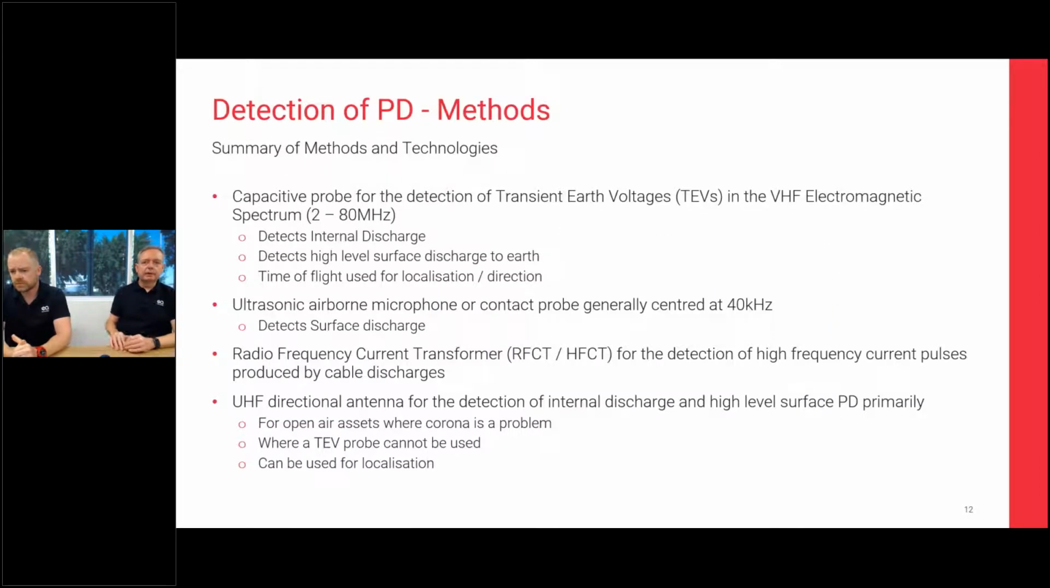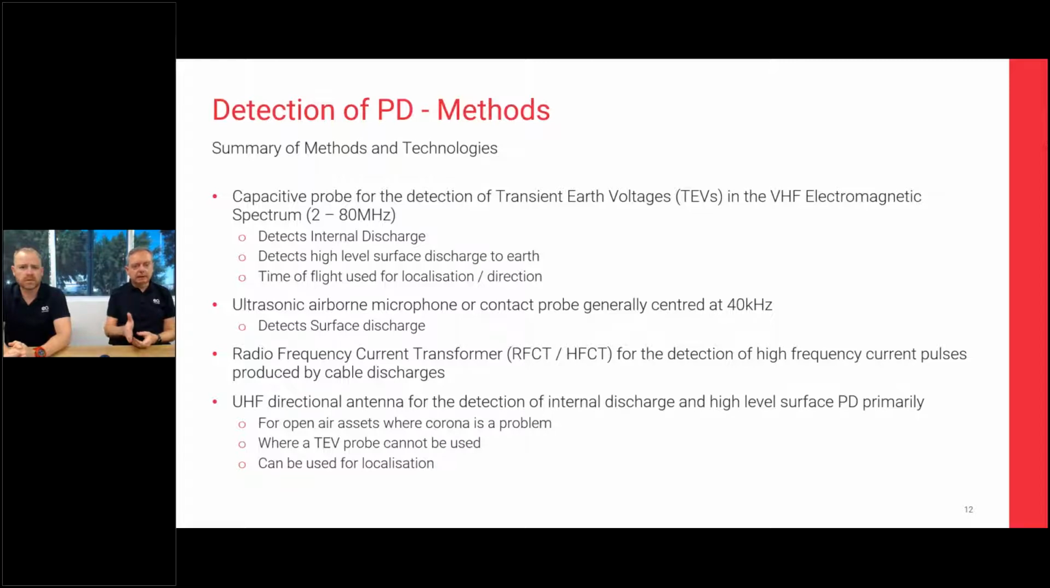The techniques that we deploy, irrespective of what type of plant we're testing, start with the transient earth voltage, which is an electromagnetic technique, generally in the HF to VHF range, and that's for detecting internal discharge and high-level surface discharge to earth. What we use with the TEV technique also is localization. We use time of flight for directional localization. From that we can say whether it is coming from the cable termination, the switchgear, or is potentially being imported from up the cable. That's how it gets applied in the cable context.